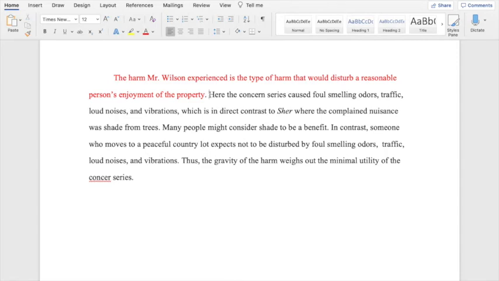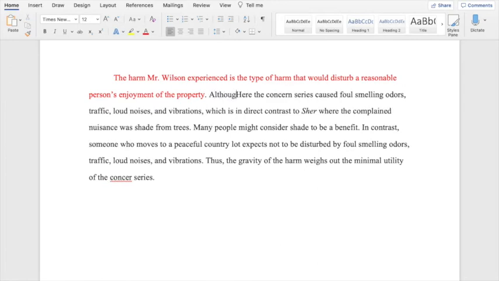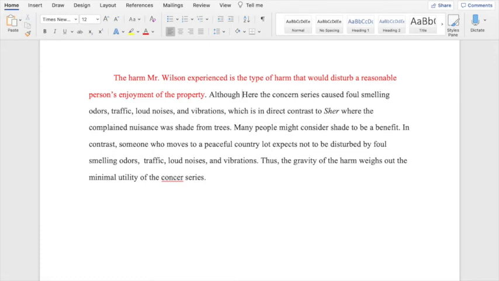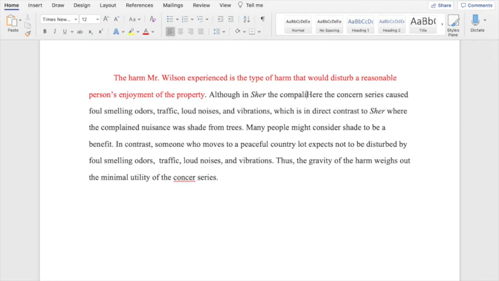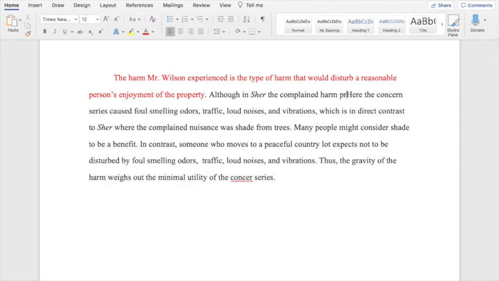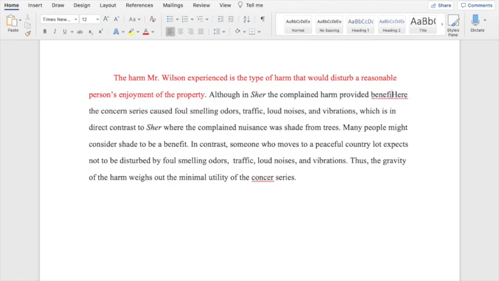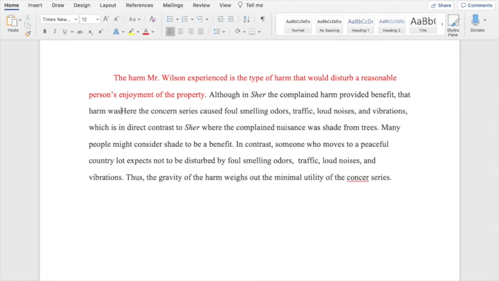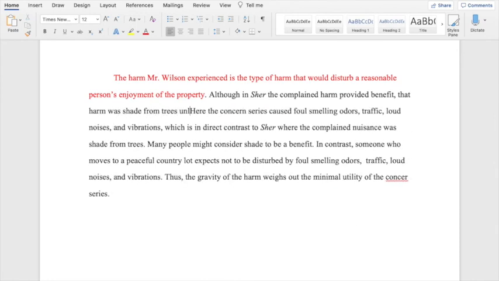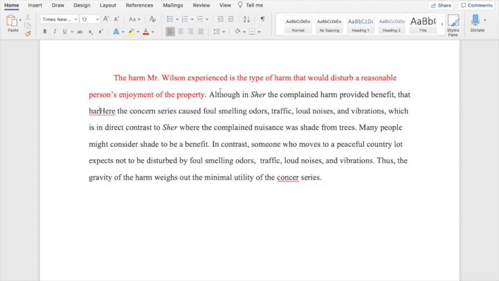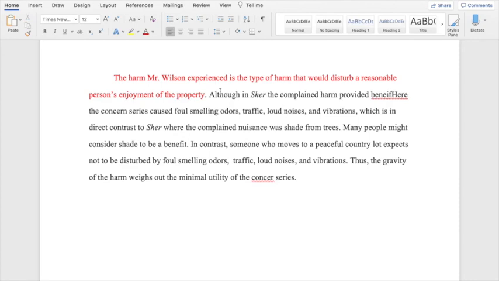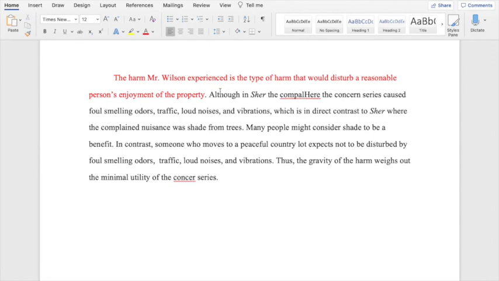One thing that I should point out is a lot of the times, I didn't do it this time, but often you can put in a dependent clause that portion that is the counter argument. So you could say something like, although in Sure the complained harm provided a benefit, that harm was shade from trees, unlike blah, blah, blah. So that's another strategy that you can use, is you can bury some of the potentially harmful information to your client in a dependent clause.